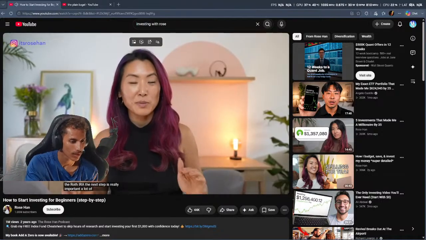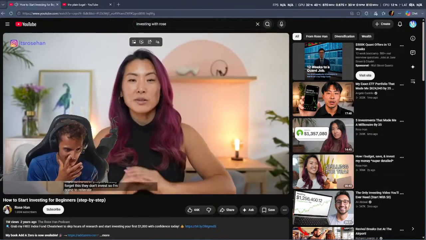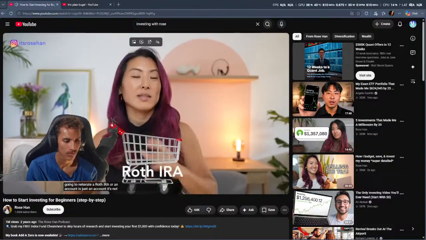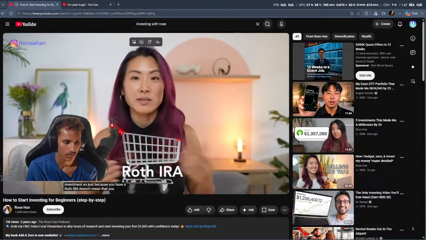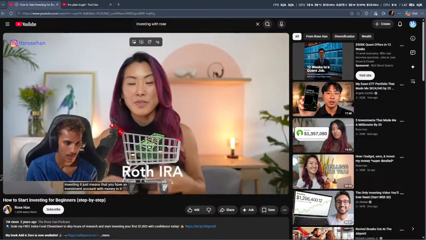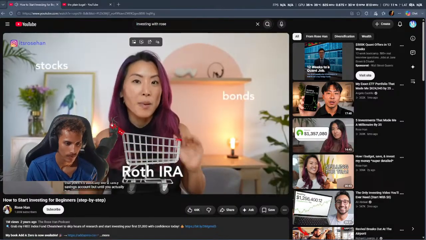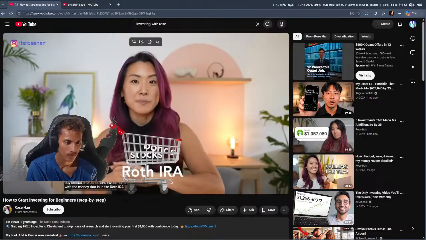The next step is really important. A lot of people actually forget this. They don't invest. So I'm going to reiterate, a Roth IRA is just an account. It's not an investment. Just because you have a Roth IRA doesn't mean that you are investing. It just means that you have an investment account with money in it. At that point, it's basically like a fancy savings account, but until you actually buy stocks and bonds and investments with the money that is in the Roth IRA, you really aren't invested at all yet.